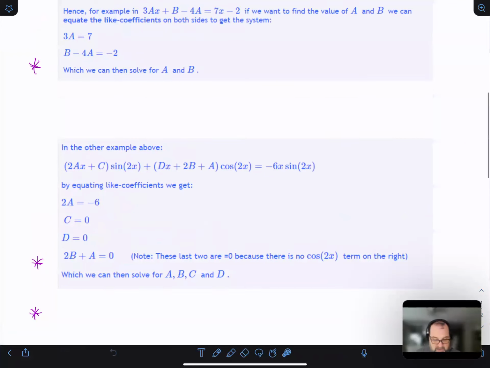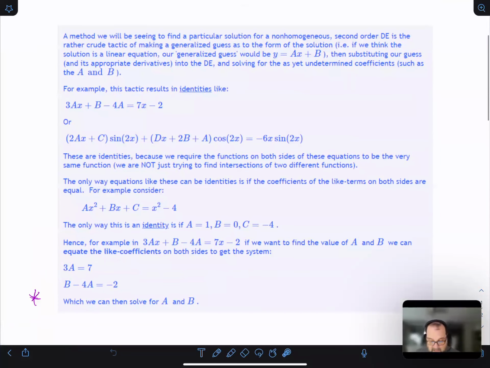Let's take a look here. Something we are going to look at for finding y sub p, a particular solution, is something called the method of undetermined coefficients. We will talk it all through, but there's a certain algebra skill here that I want to highlight and have you practice a little bit before we get there. And this is the idea of equating like coefficients.